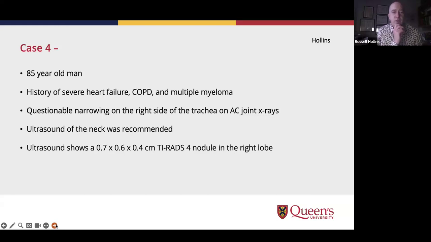Okay, so this one, I don't think this is the one that I actually saw, but this is an elderly gentleman, an 85-year-old fellow who's got heart failure, COPD, and multiple myeloma. There was an x-ray which showed a narrowing on the right side of the trachea on AC joint x-rays. So an ultrasound was recommended, and this showed a less than 1 centimeter TI-RADS 4 nodule in the right lobe. So next slide.